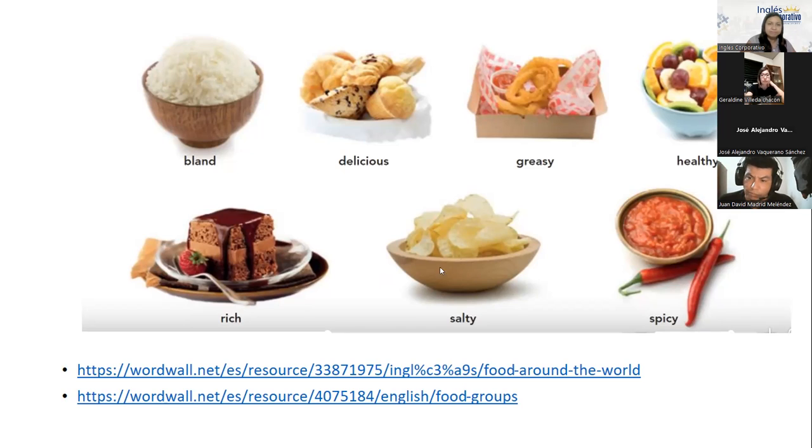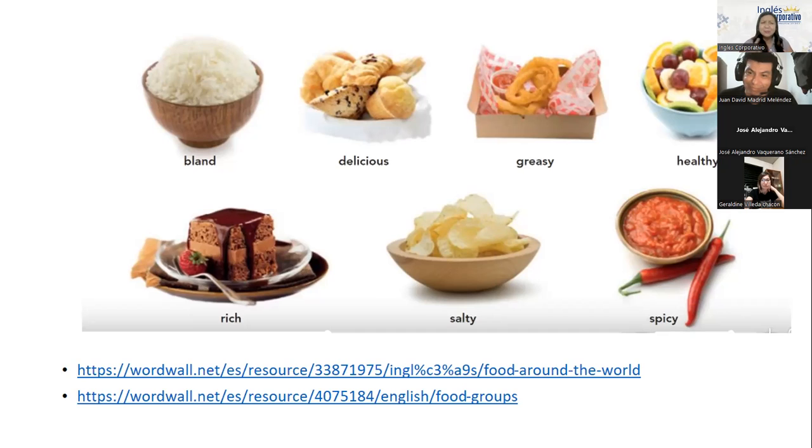Salty. Like these potato chips, salty. And spicy means it has a lot of chili pepper. Spicy food, it has a lot of chili pepper. Mexican food is spicy. Indian food is spicy. Salvadorian food? It's greasy, yes. Tamales, pupusas, enchiladas, empanadas, fried plantain, fried beans. Yeah, everything is fried. It's greasy, but it's delicious, right?